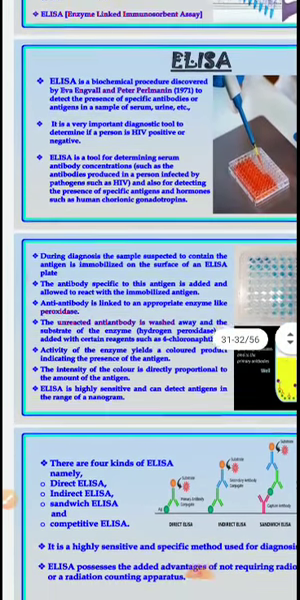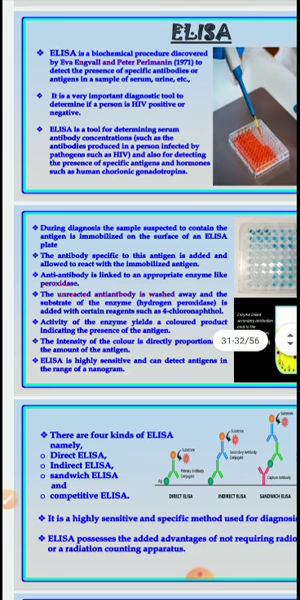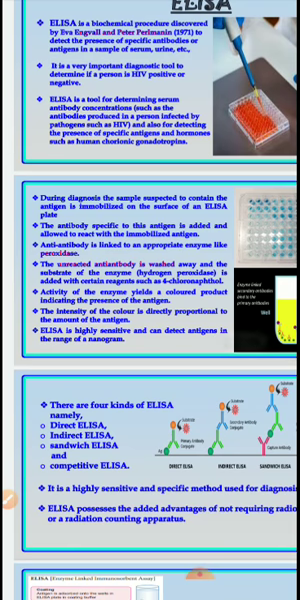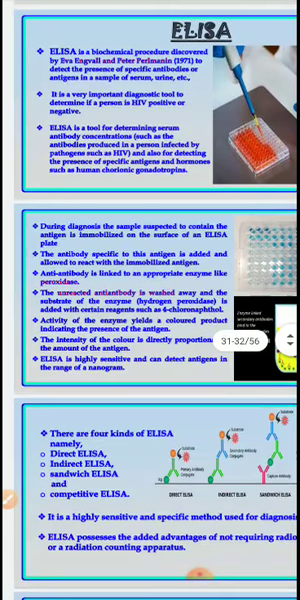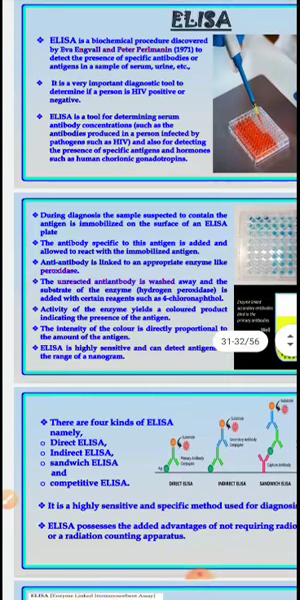Serum means blood. It is a very important diagnostic tool to determine whether a person is HIV positive or negative. ELISA is a very good tool. They determine the serum antibody concentration, that is, the antibody produced in a person infected by a pathogen such as HIV. We already discussed the practical of blood testing for antigen and antibody. What are antigen and antibody? We already discussed. You can just recall that, which is helpful for the ELISA test.